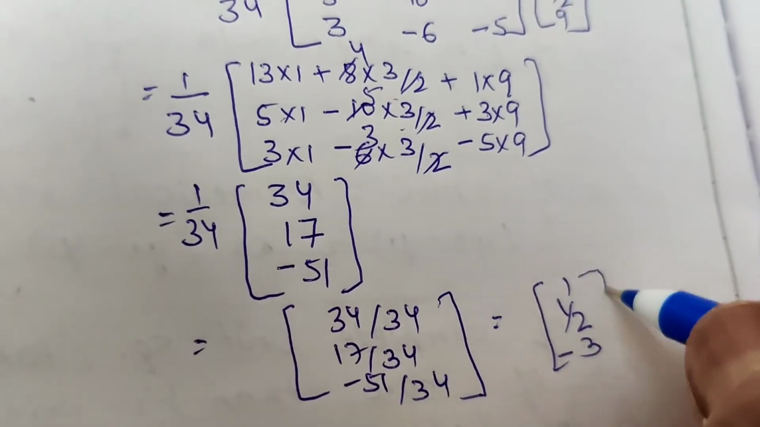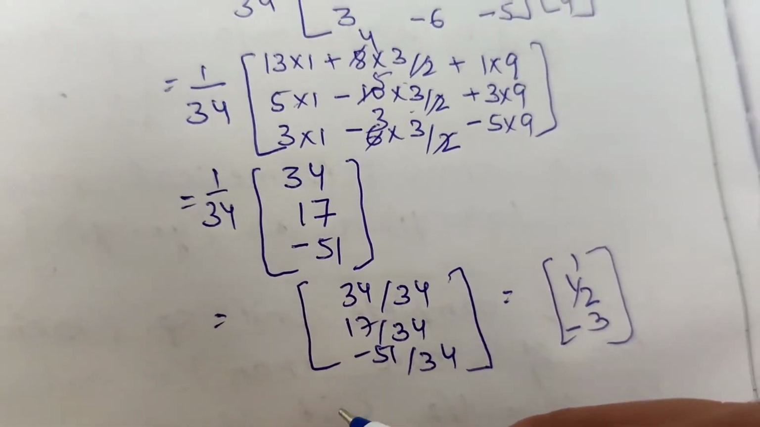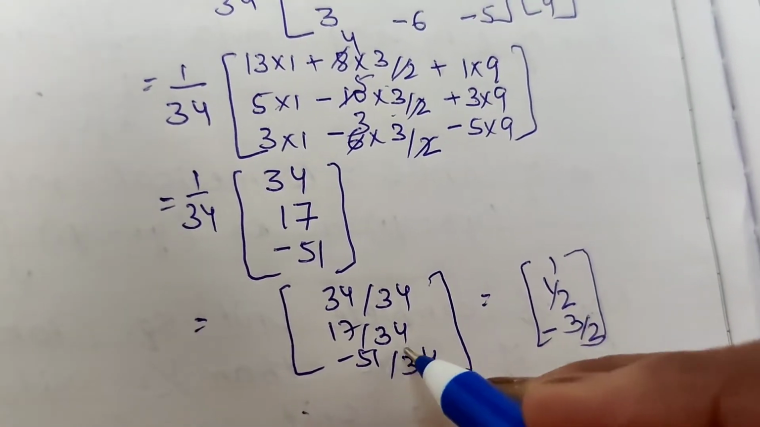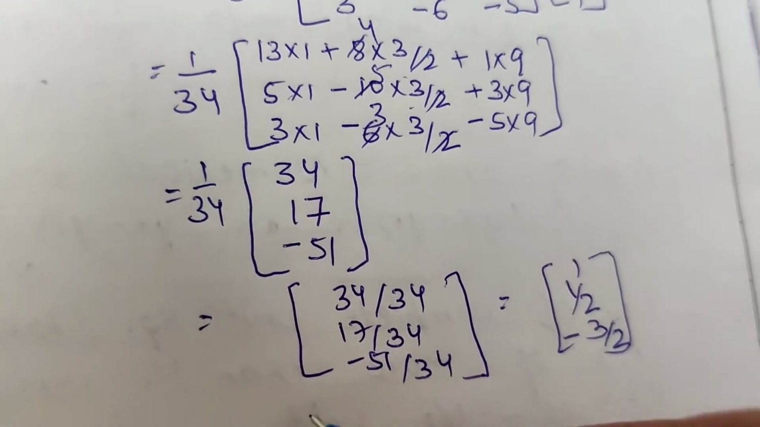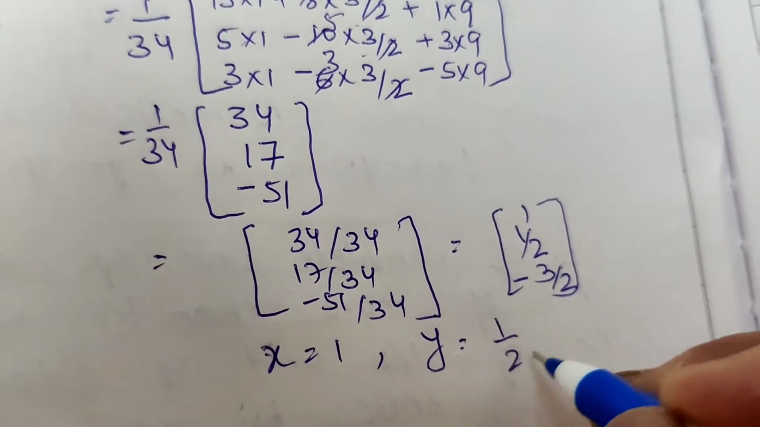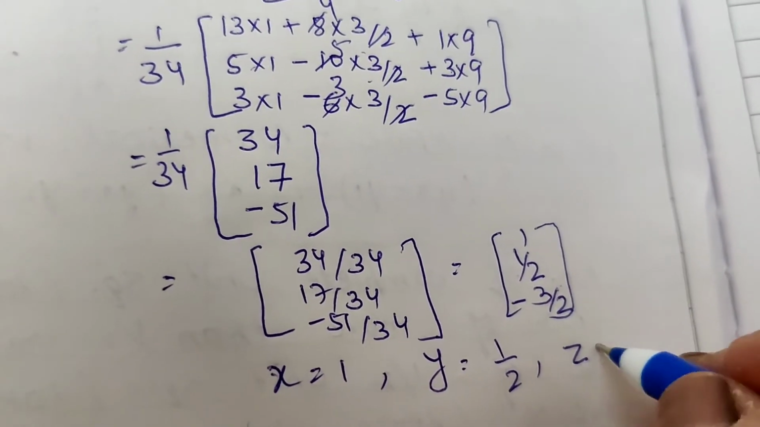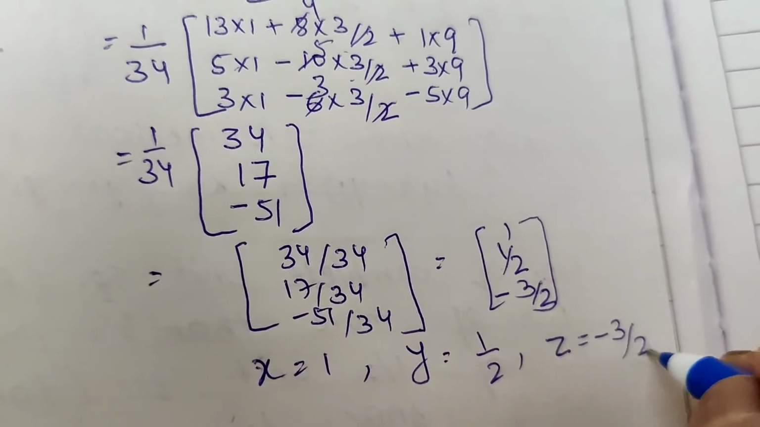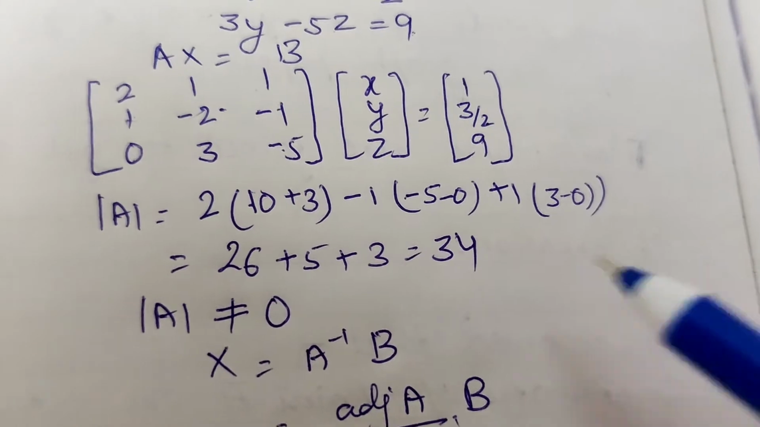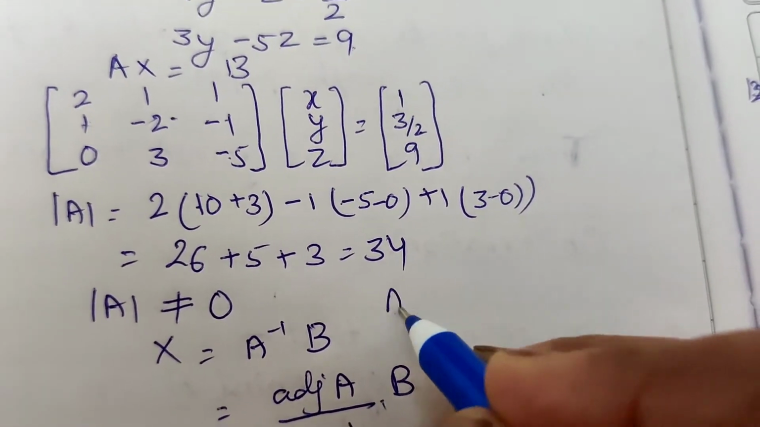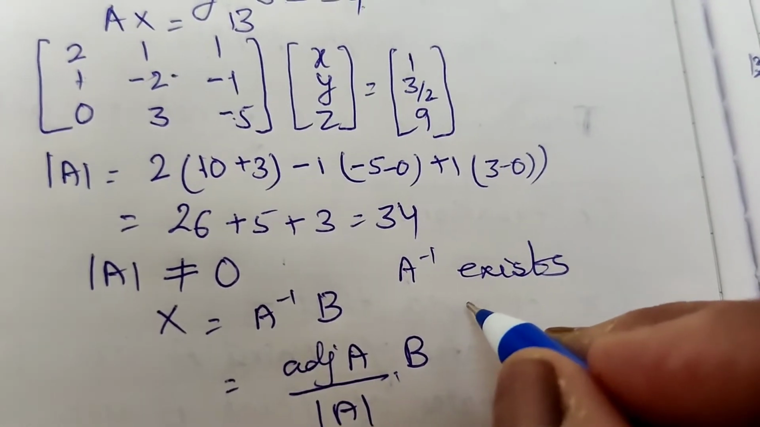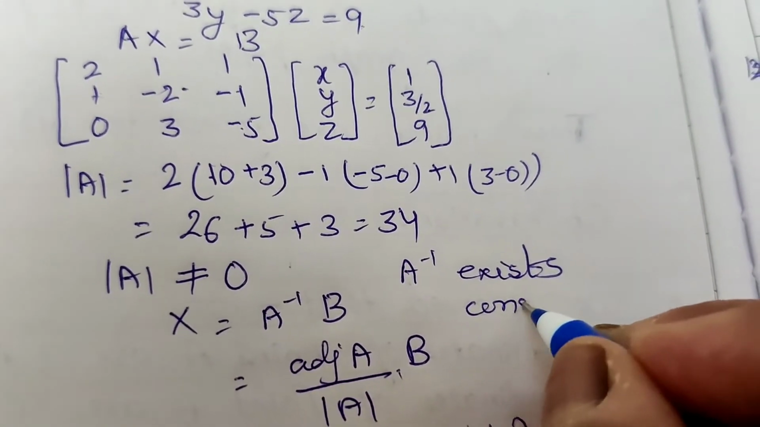Okay, the answer is x equal to 1, y equal to 1/2 and z equal to minus 3/2. This is the solution of the given equations. Determinant A is not equal to 0, it means A inverse exists and the system is consistent.